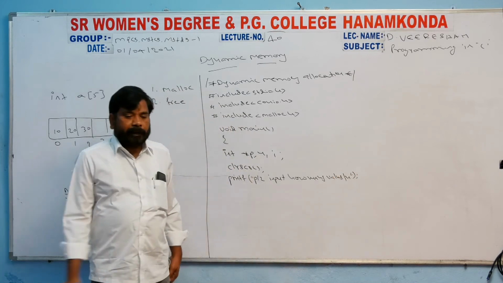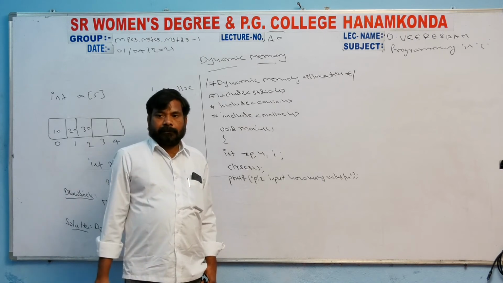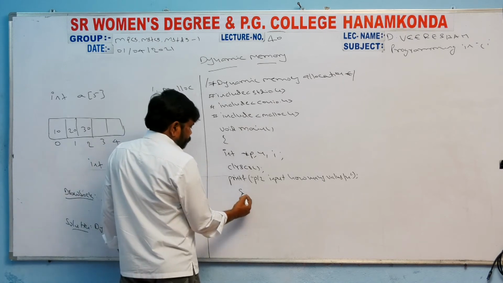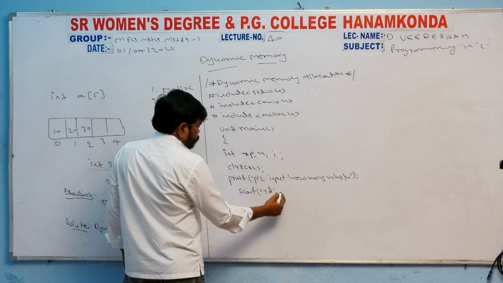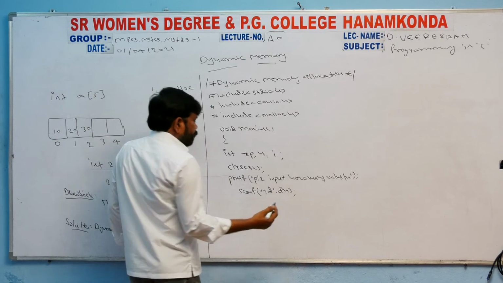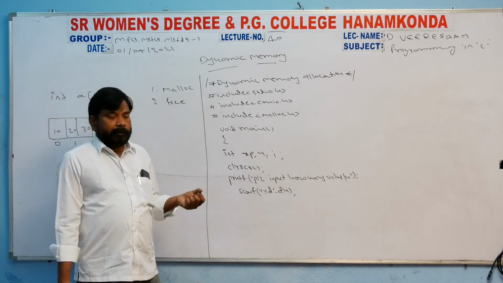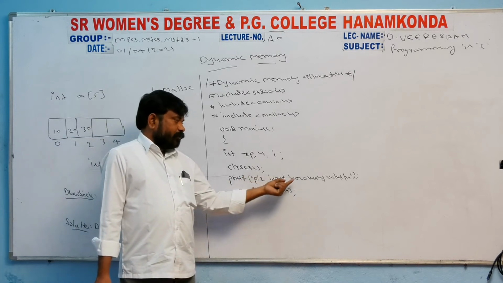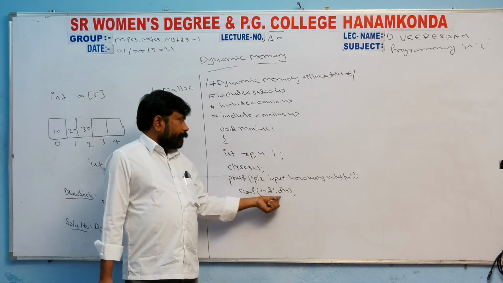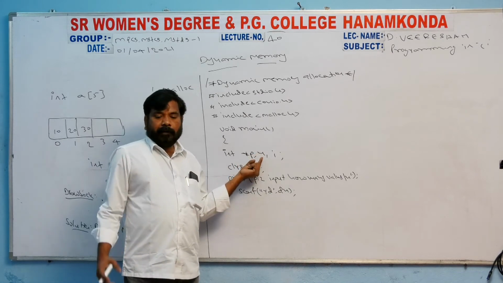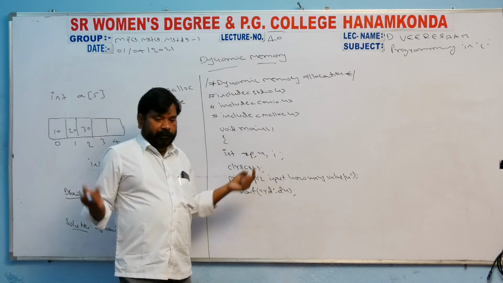So I am asking, please input how many values you want. It's clear. Now I am going to read it. We don't know how many values the user needs. So first of all I am asking, please input how many values you want. I am taking the value with scanf percent d, n. It means in the n variable I am taking how many values you want memory for.